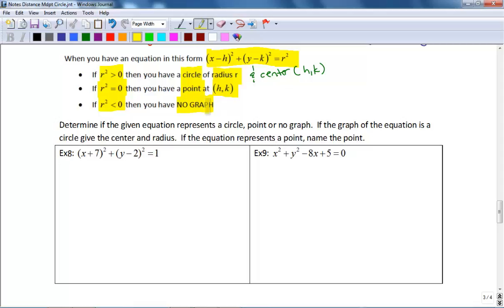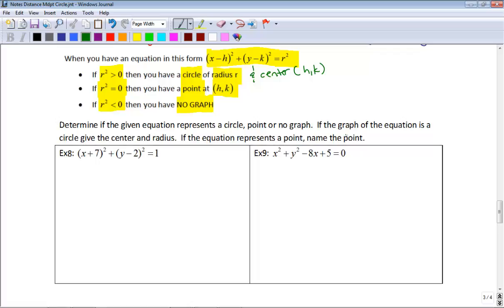So let's look at determining whether, given one of those equations, we have a circle, a point, or no graph. The directions tell us that if we have a graph of a circle, we want to give the radius and the center, and if we have an equation that represents a point, we need to name the point. So let's start with number 8.